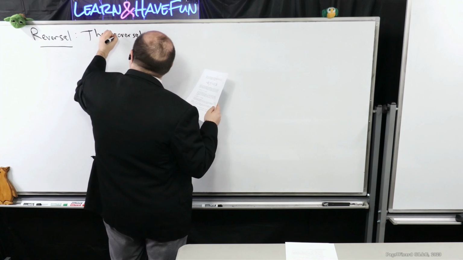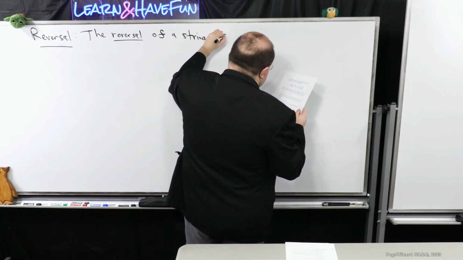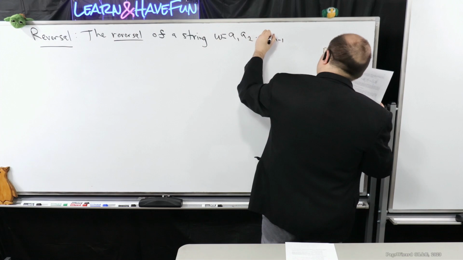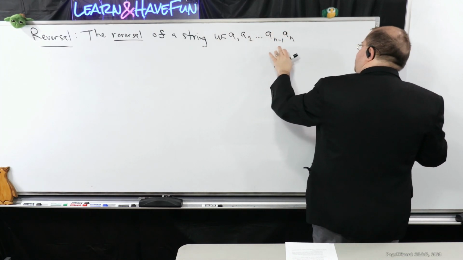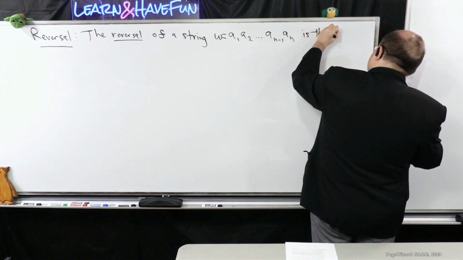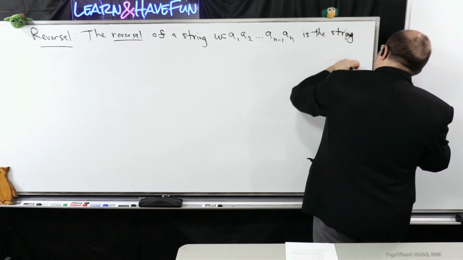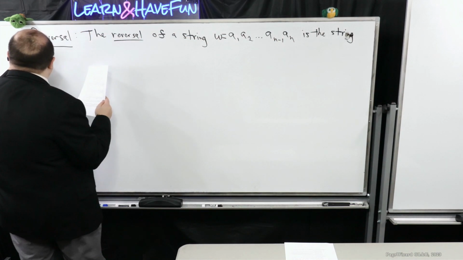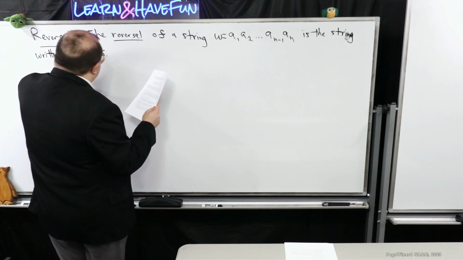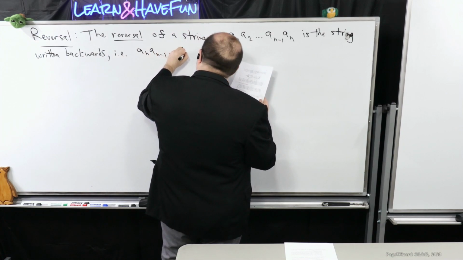The reversal of a string W, with A1, A2, suppose these are the symbols, just giving them names. So it's A1, A2, up to AN minus 1, AN. There are N symbols. The reversal is the string written backwards, i.e., it would just be AN, AN minus 1 down to A2, A1.